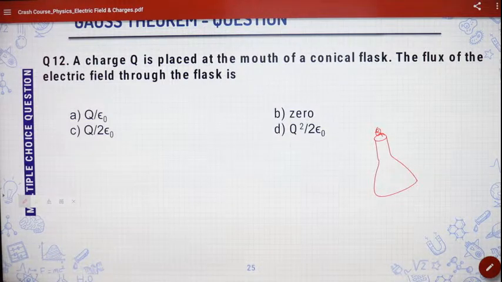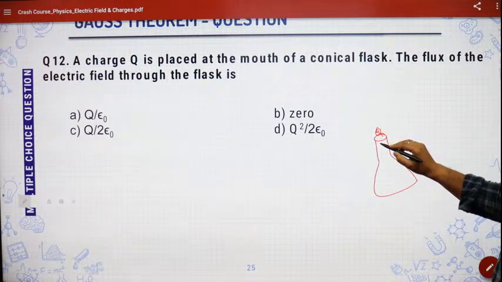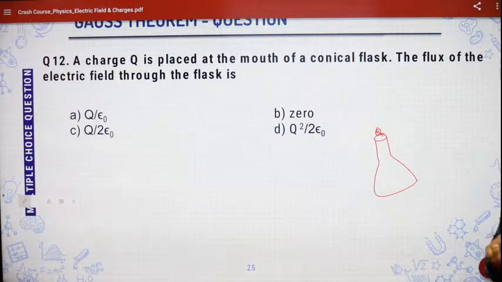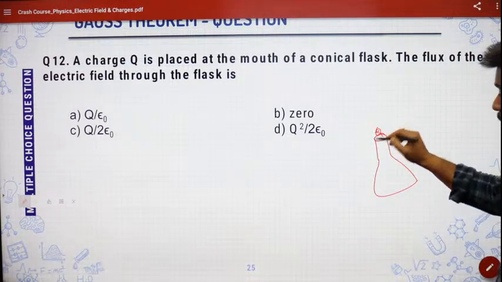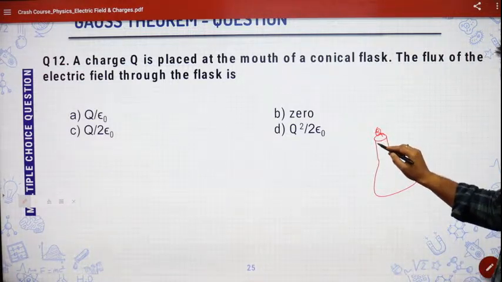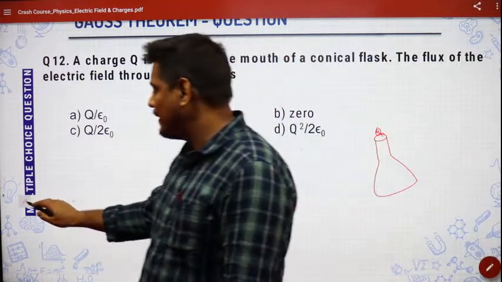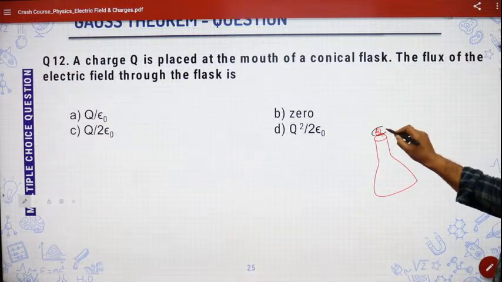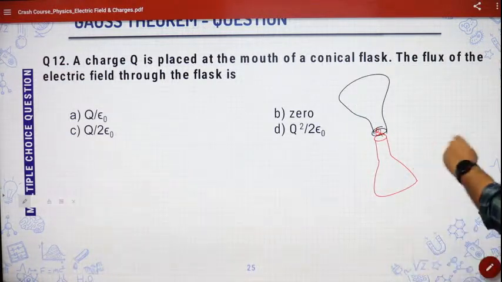Okay. So flux, how much flux is there? So flux, we know very well, is 1 by epsilon times Q. But if it is present inside it, it is present on the mouth. So first I have to make a symmetrical condition. So when I make a symmetrical condition, I must place another flask laterally inverted over this like this. Then it becomes equal now.